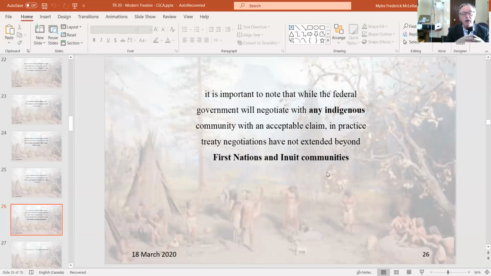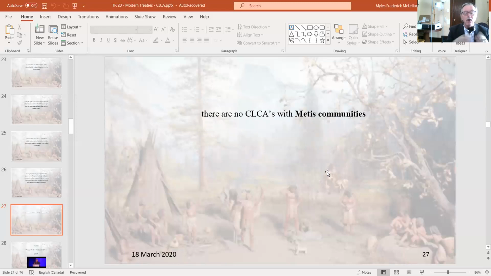It's important to note that while the federal government will negotiate with any Indigenous community regarding a claim, in practice, treaty negotiations have only extended to First Nations and Inuit communities. So, in fact, there are no comprehensive land claim agreements with Métis communities. Right? So that's important to keep in mind.